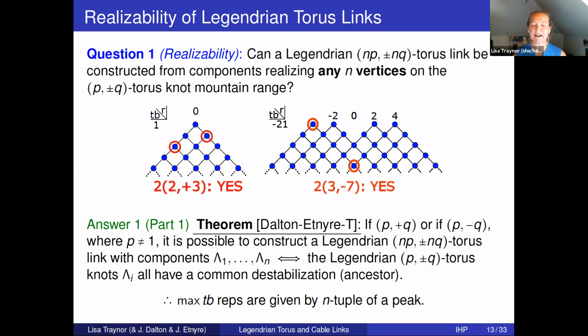In particular, the max TB representatives are given by an n-tuple of a peak. I'll tend to draw circles around these vertices on the mountain range, which just means I'm choosing that component a number of times.